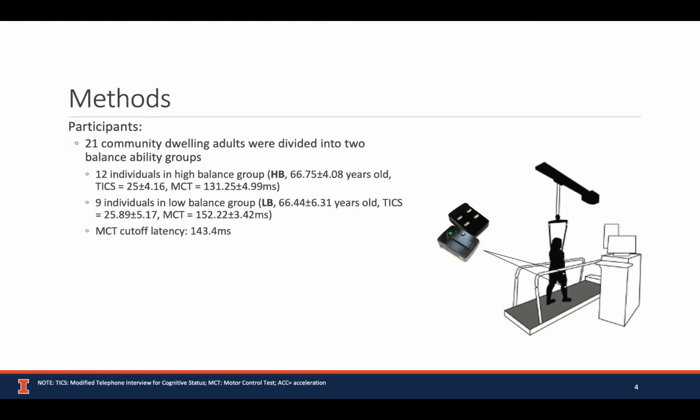We recruited the following participants. 21 community-dwelling adults were then divided into two balance ability groups. 12 individuals were placed in a high balance group. They were about 67 years of age on average and had a modified Telephone Interview for Cognitive Status, or TICS, of around 25 and a motor control test score of 131 milliseconds. There were also 9 individuals who were placed in a low balance group who were, on average, 66 years of age, had a TICS of 26 and an MCT score of 152 milliseconds. The MCT, or motor control test cutoff latency, was 143.4 milliseconds to separate between the two groups.